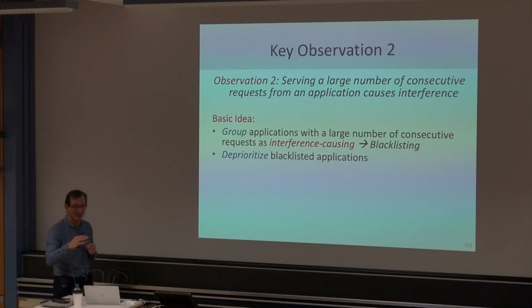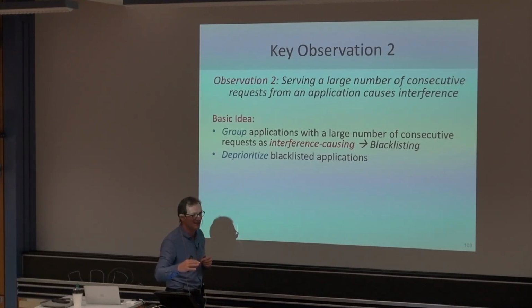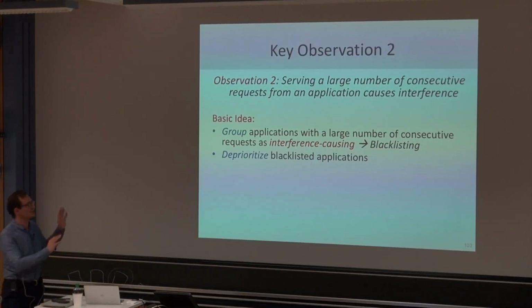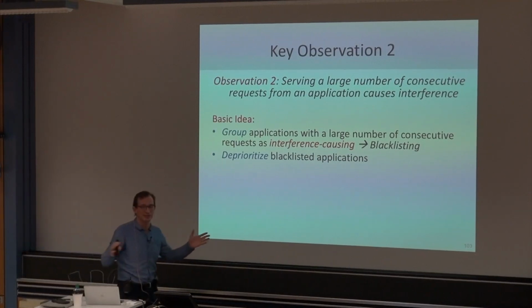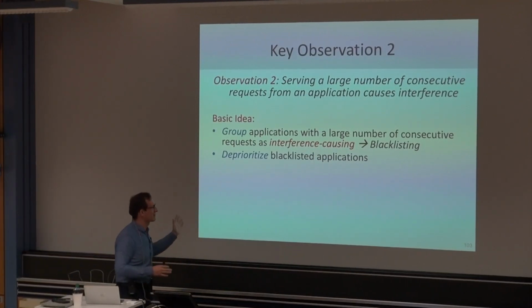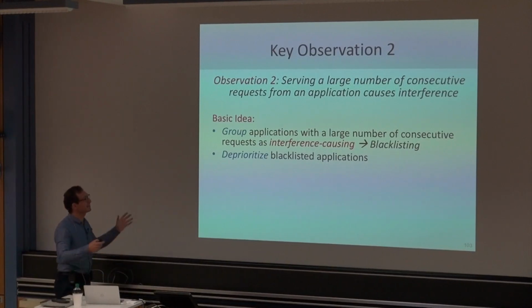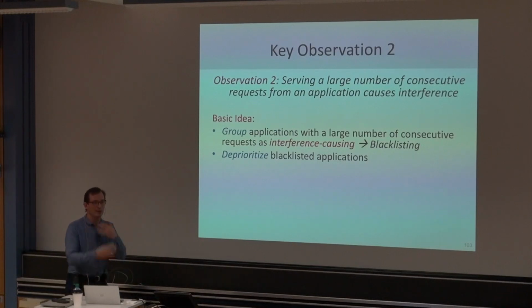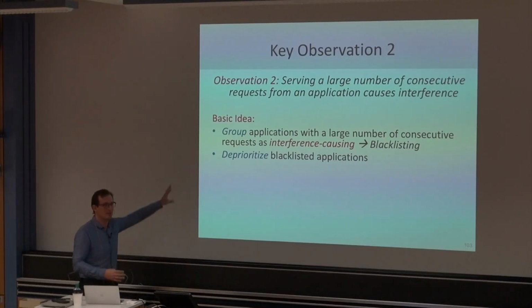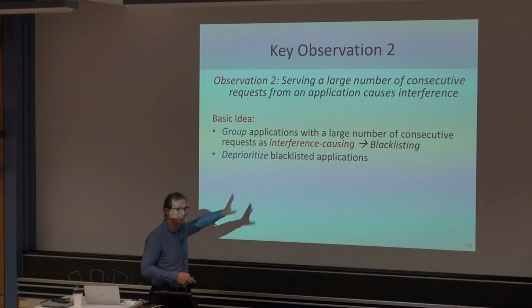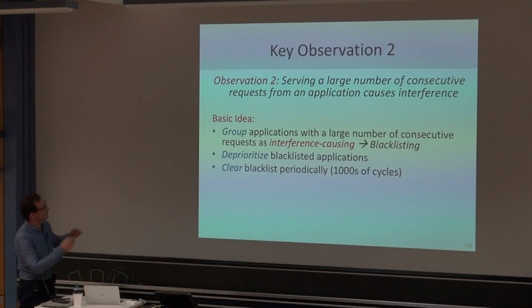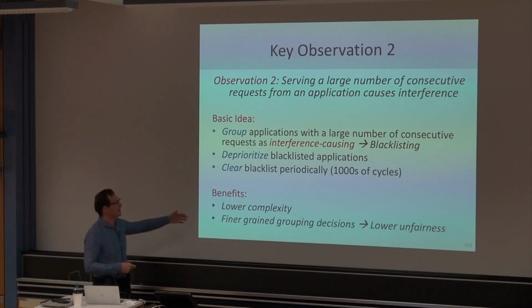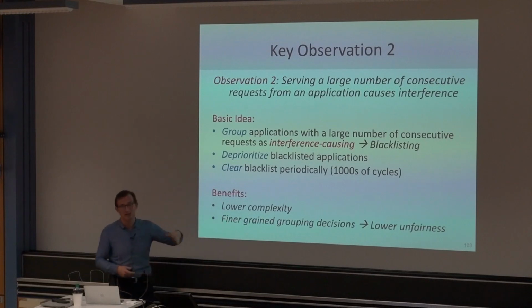You clear the blacklist very quickly to give the application another chance. Very quickly means there's another threshold, which is always ugly. So there's a threshold in this paper, which is the blacklisting interval. I think it's about, I don't know, 5,000 cycles or so. But that enables other applications to be prioritized. So it's actually a very fast-moving, very quick decision-making system, much faster than the ranking-based system. As a result, it adapts much more quickly. Okay, clear the blacklist periodically, basically. So it's lower complexity and finer grained grouping decisions. As a result, you get lower unfairness, also higher performance.